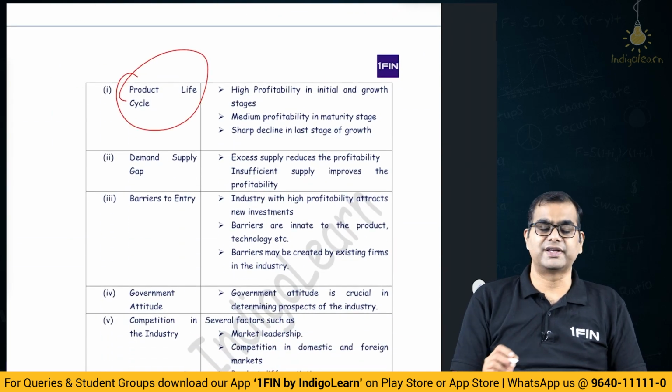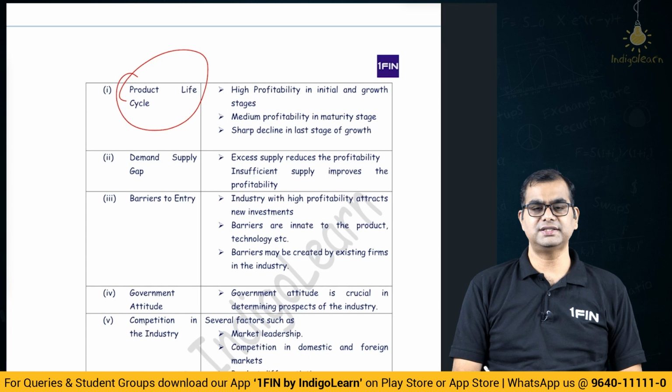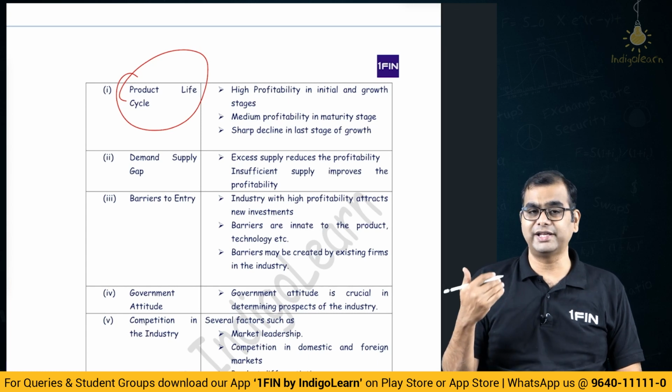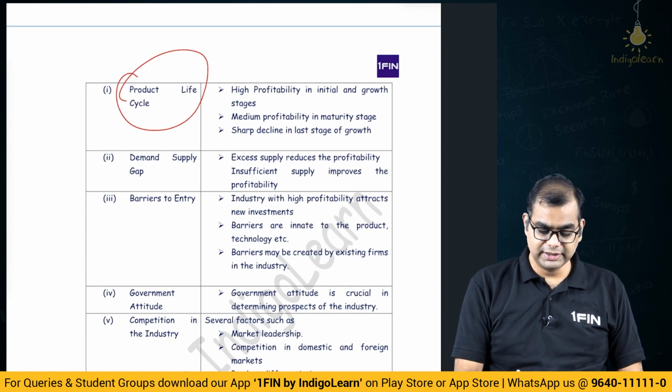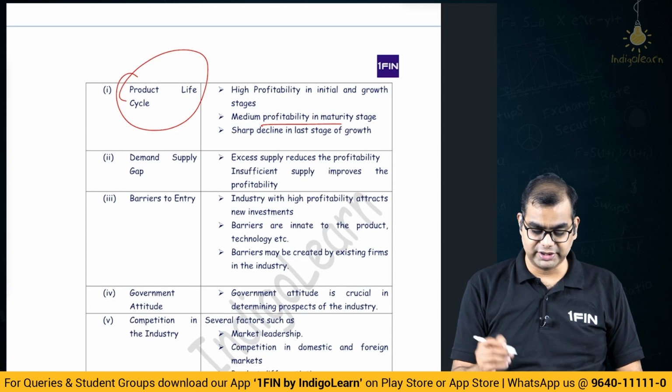First one is product life cycle. What happens in product life cycle is, in early stages there is high growth and probably high probability, medium probability in maturity stage, and sharp decline in the last stage of growth.